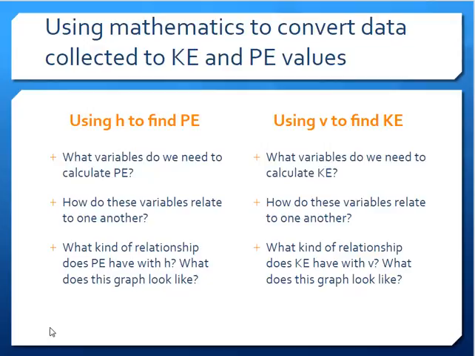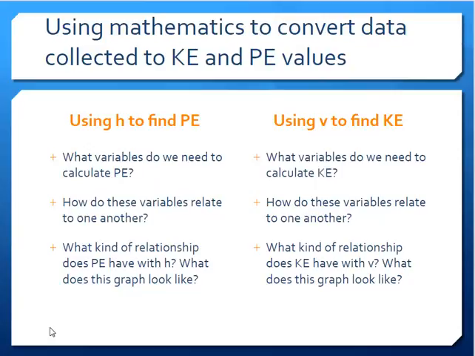I would then have the students alter their data and convert their findings into values of potential energy and kinetic energy. I would then ask the students the questions found above. What variables do we need to calculate potential energy? How do these variables relate to one another? What kind of relationship does potential energy have with the height? What does this graph look like?